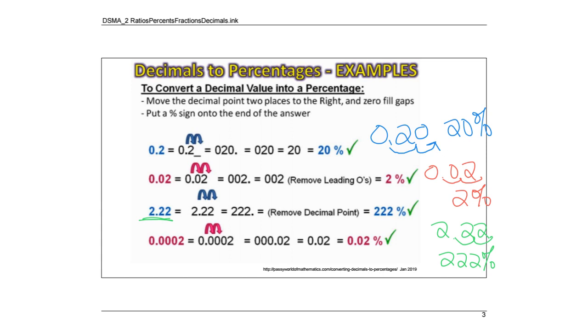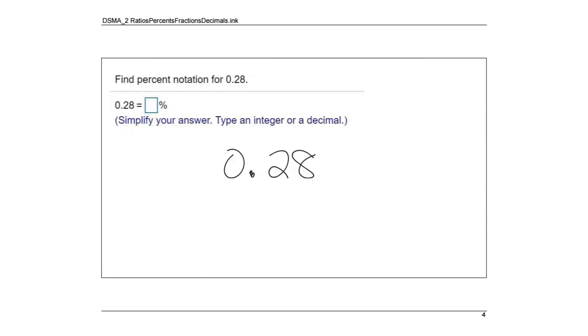All right, and then finally on the bottom, we have 0.0002. When we move 2 decimal places, we still have what looks like a decimal. It is, but it has now become a percent. It's just a very, very tiny percent. But it's very important that the percent sign is still there.